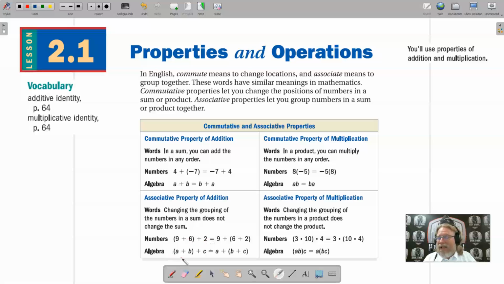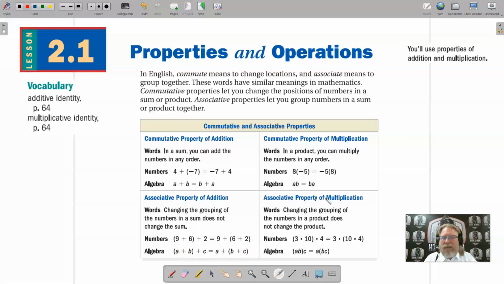So we could say this in algebra as the quantity, these parentheses we read as the quantity, of A plus B, plus C is equal to A plus the quantity of B plus C. We just regrouped, took the parentheses, instead of having A grouped with B, then we had B grouped with C instead. Order's the same, it's just the grouping's different.